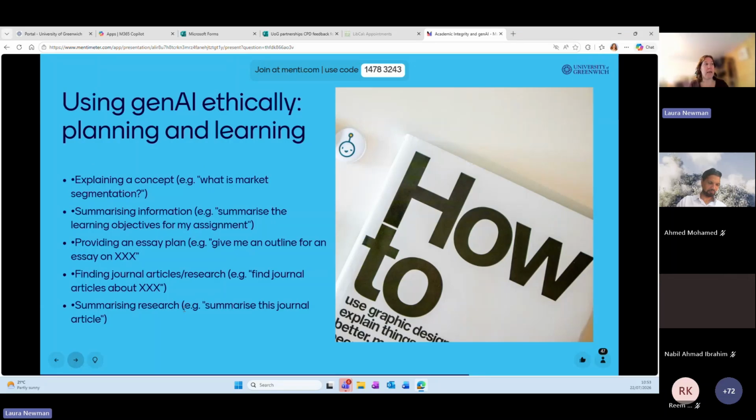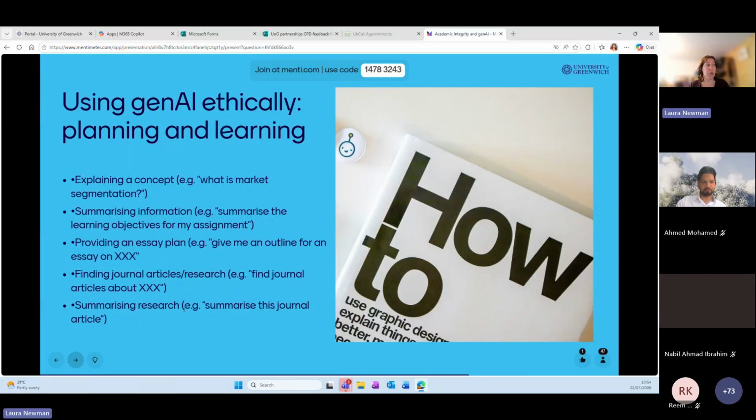So we would say the ways in which students should be using it ethically is, firstly, in the planning and learning stage of their assignment. So again, when I talk to students about it, I will link it to their assignment and I'll say, great, so we're all looking at this assignment right now that's due in 3 weeks' time. Let's look at how you can use GenAI to help you with that assignment, shall we? And here's one way you can use it. You can use it in the planning and the learning stage, which is where you're at right now.